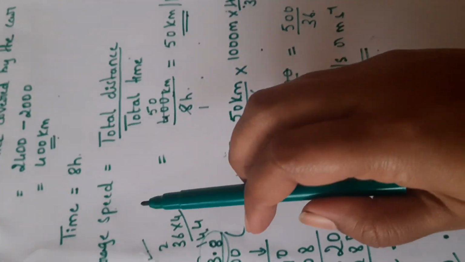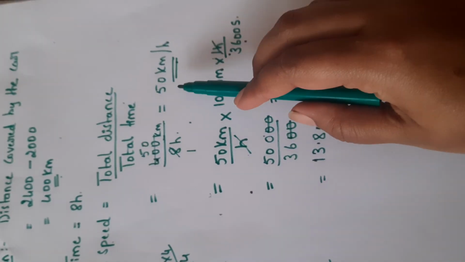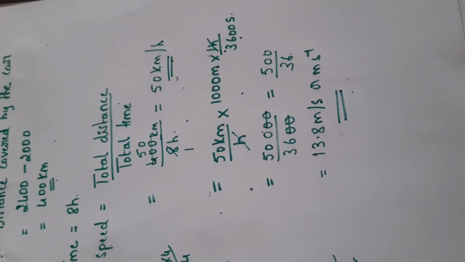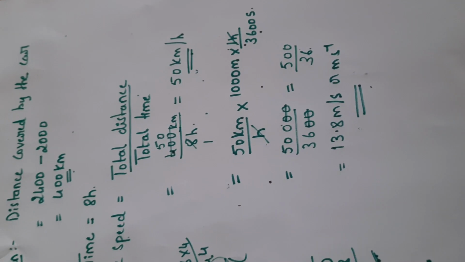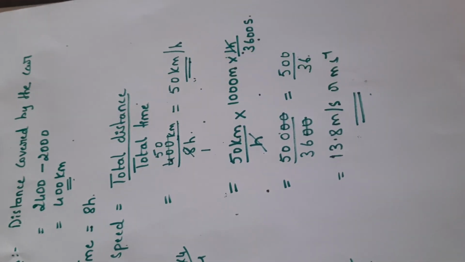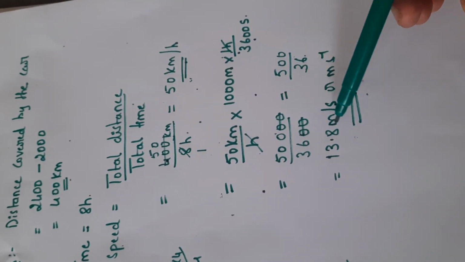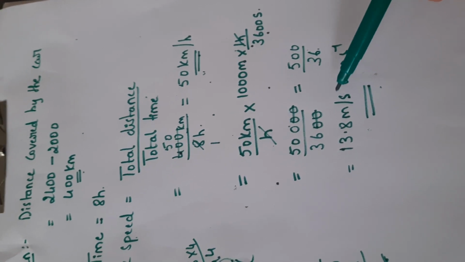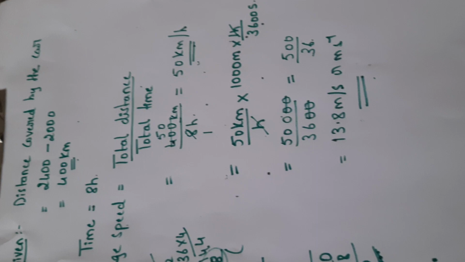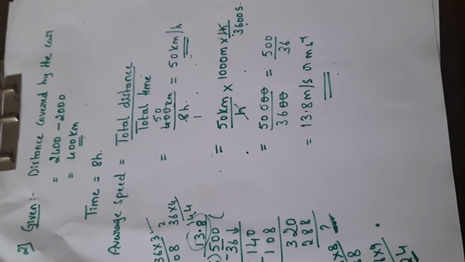So hence we have found out the average speed both in terms of kilometer per hour as well as in terms of meter per second. Very simple, children. Convert kilometer to meter, hour to seconds, and you will get its unit in meter per second. Whenever you solve, the units are very important. You will lose marks, so be careful with it.